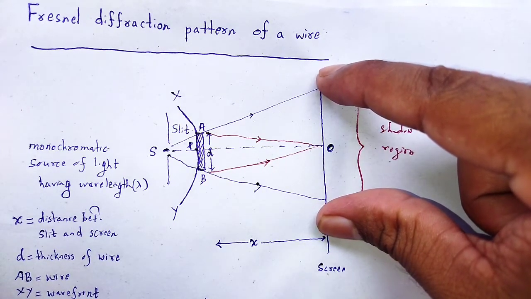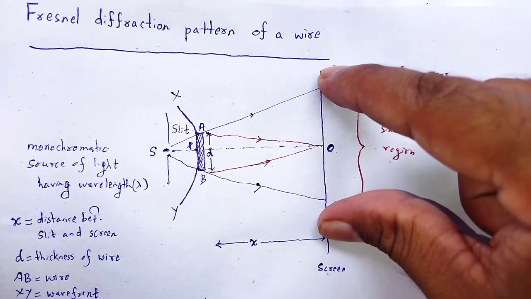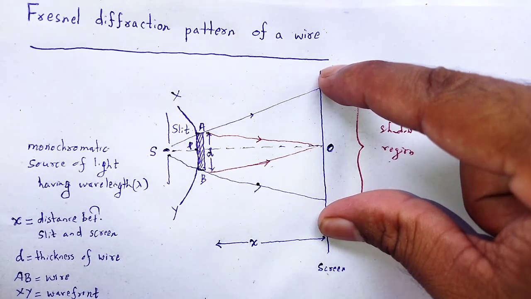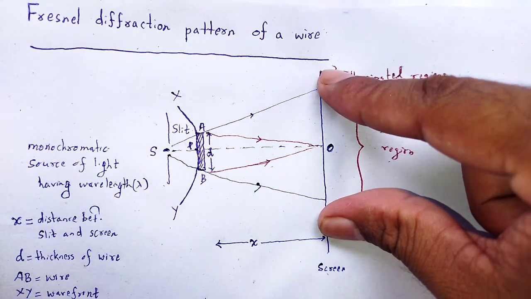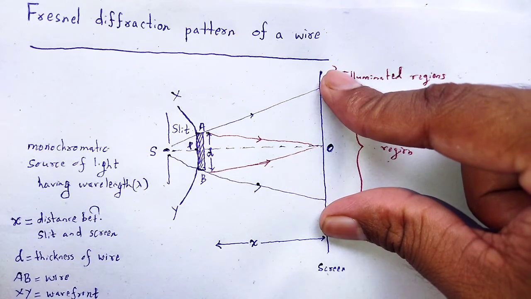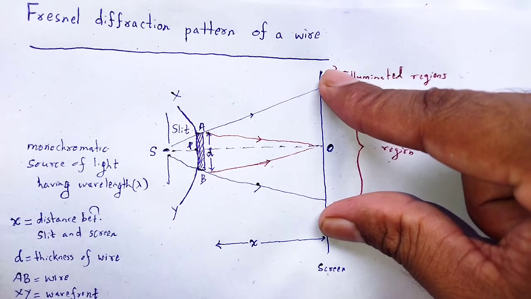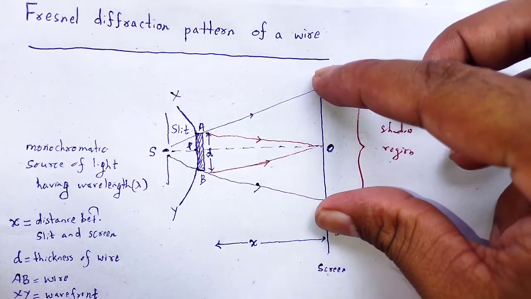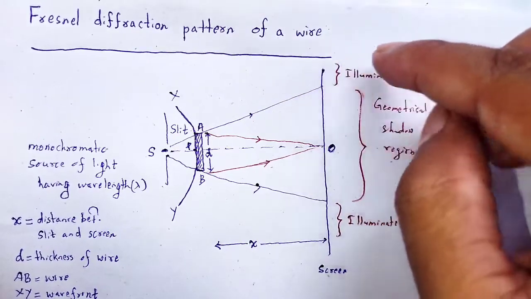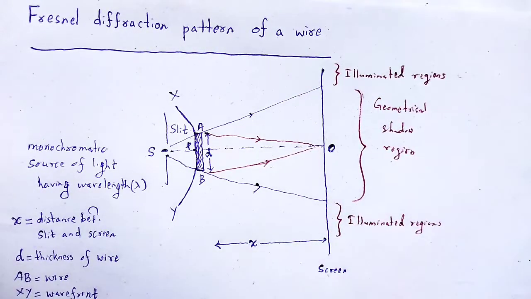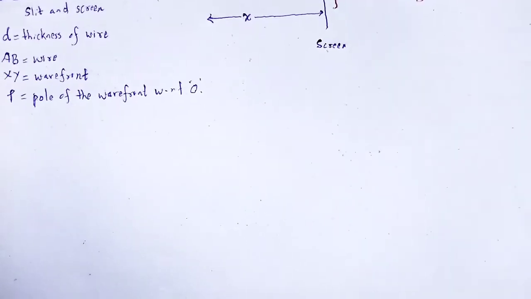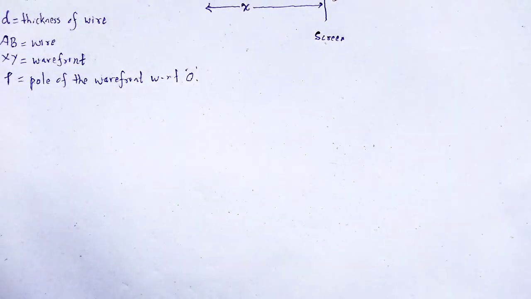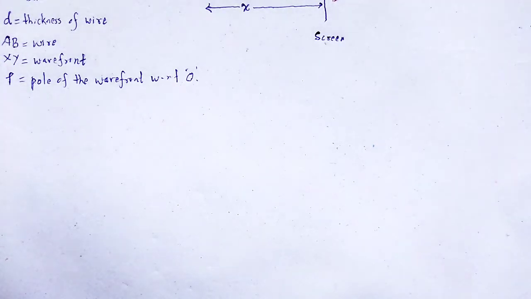But in case of thick wire, there will be the interference pattern, but it is not visible as the fringe width is very small. Therefore, in case of thick wire we can't obtain the interference pattern, but we observe the diffraction pattern inside the illuminated regions. Let me point out these points. Here is how Fresnel used his half period zone concept to explain the diffraction pattern of a wire.